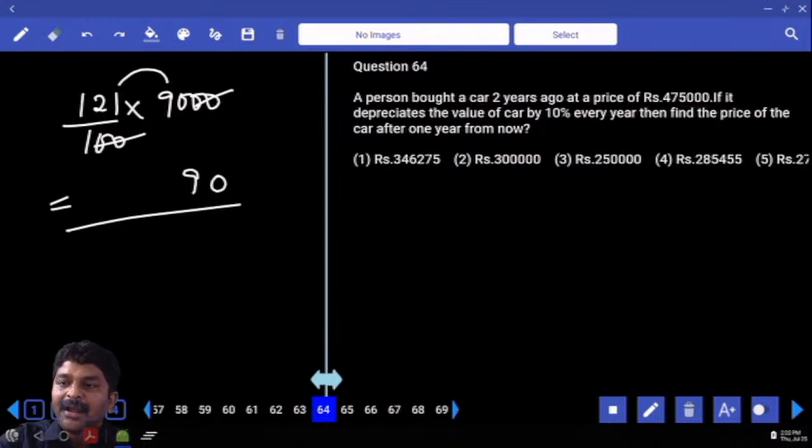A person bought a car 2 years ago at a price of 4,75,000. If it depreciates the value of the car by 10% every year, then find the price of the car after 1 year from now. 1 year from now. Understood? Yes.